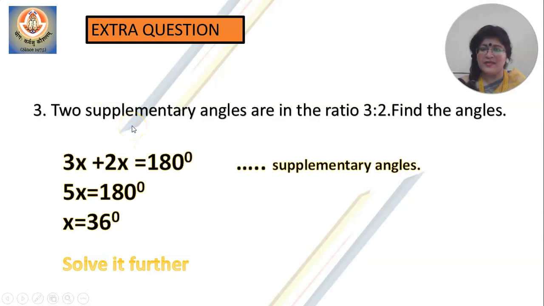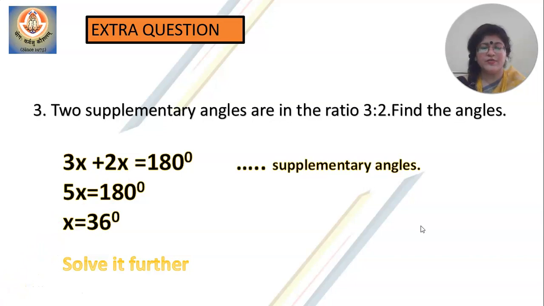So how do you begin? Let the common multiple be x. Okay, and then 3x plus 2x is 180. From that you get 5x is equal to 180. Therefore the value of x is 36. I have not solved it further. I want you to do it and find out the angles. How would you do? It is 36 degree. So 36 into 3 will be one of the angles. The other angle will be 36 into 2.